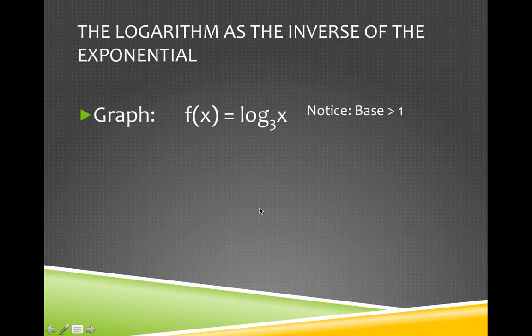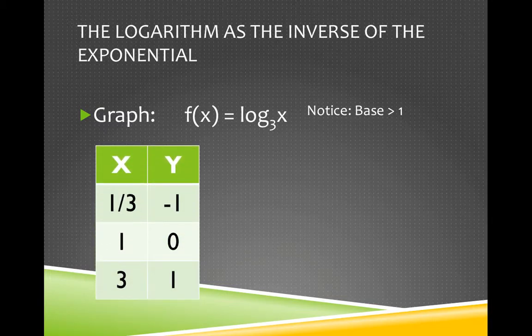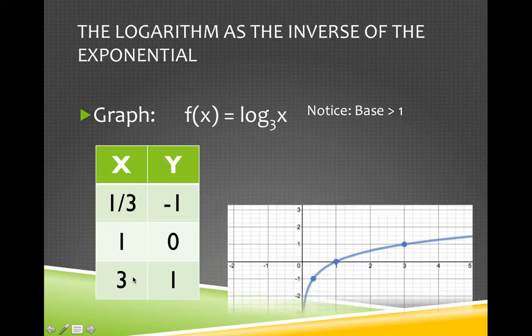If I want to graph the function f of x equals log base 3 of x, again, notice that the base of 3 is greater than 1. This is the inverse of the previous graph that we looked at, 3 to the x equals y. Since they are inverses, all I have to do is switch x and y. So instead of -1, 1/3, I have 1/3, -1. Instead of 0, 1, I have 1, 0. And instead of 1, 3, I have 3, 1.